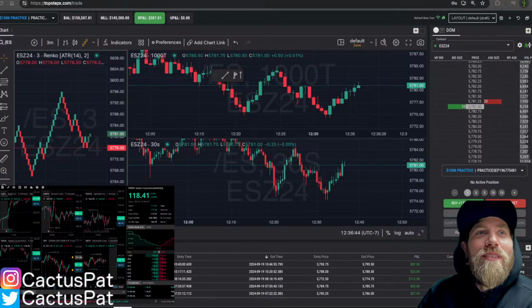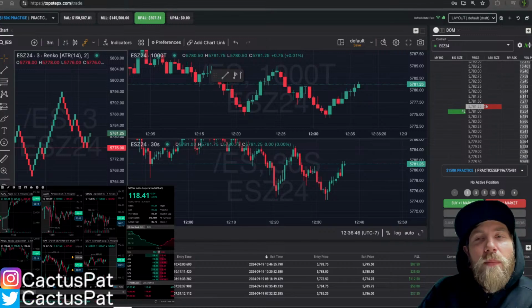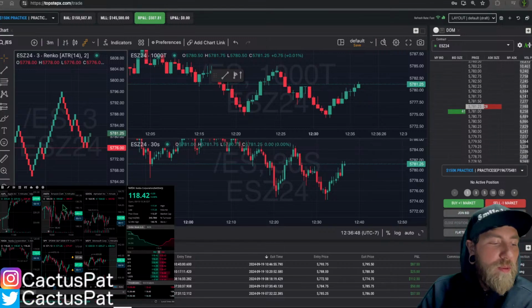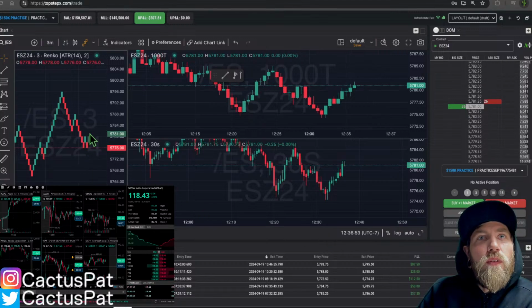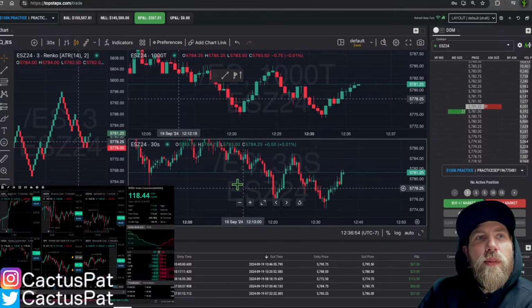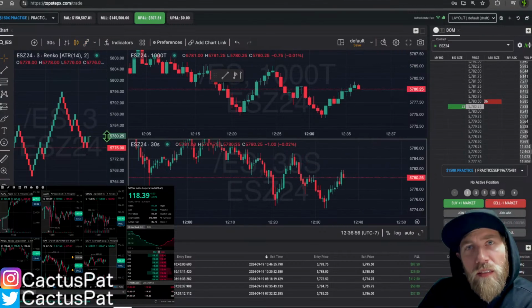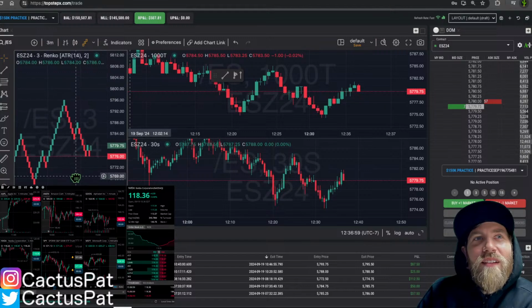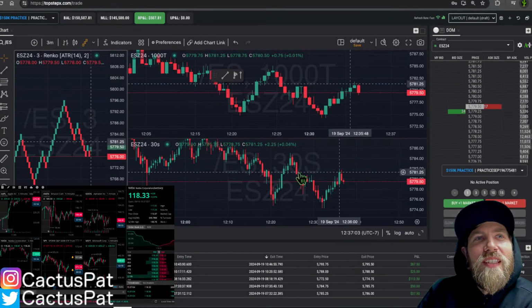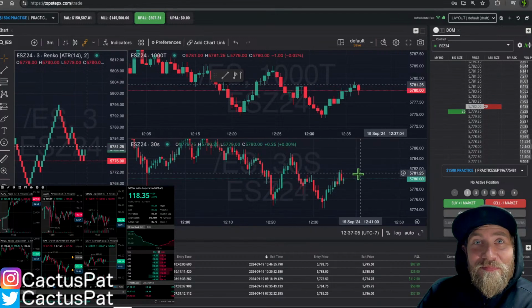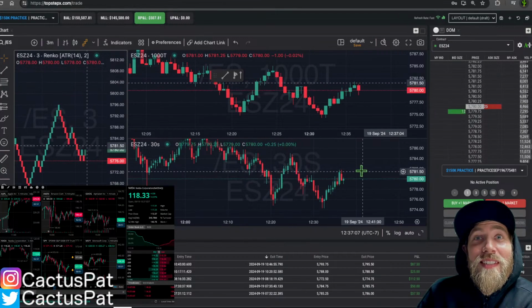All right, so we are bouncing. It looks like we are making headway, filling that second brick on the Renko right here. Now I'm looking for that third one, and that will probably occur. I don't know if this is the music I'm going for. That'll probably start to build once we break through resistance right here.